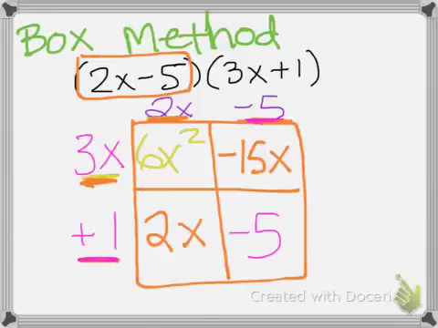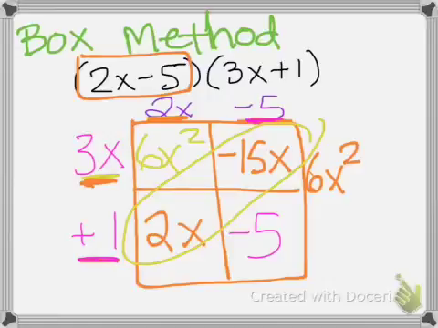So from here, what we're going to do is combine like terms because they're both x's. So negative 15 and the 2 gives us the negative 13x. So our final answer is going to be 6x squared minus 13x and then that minus 5. Sorry it's so sloppy, but hopefully one of those methods helps.